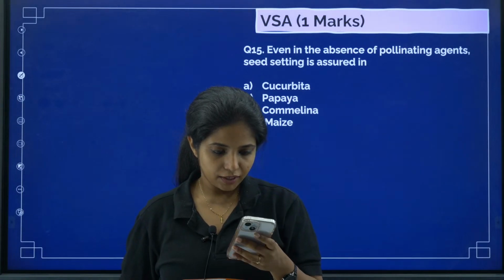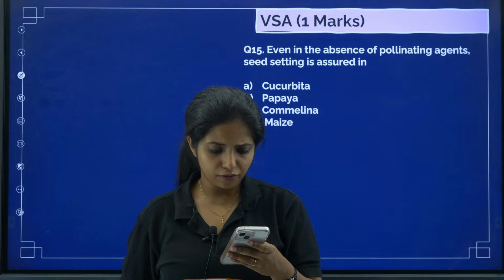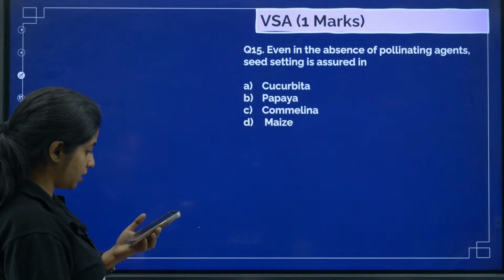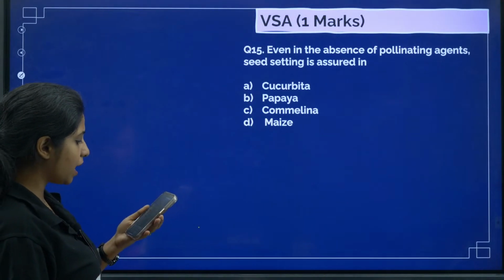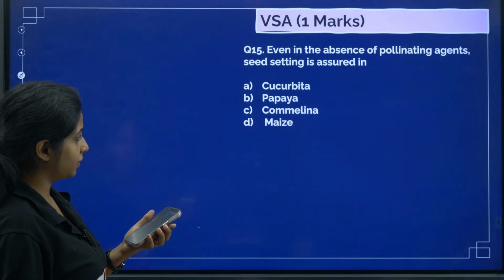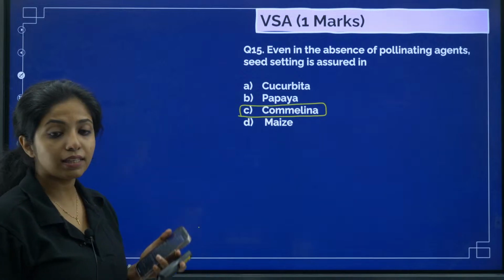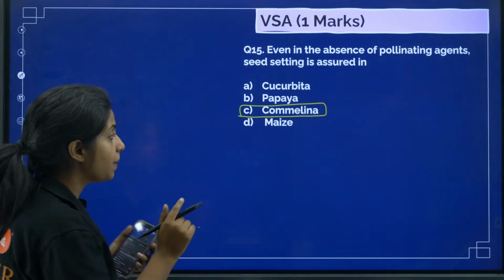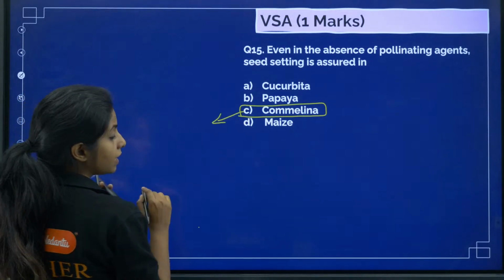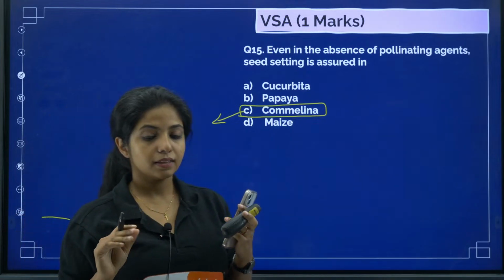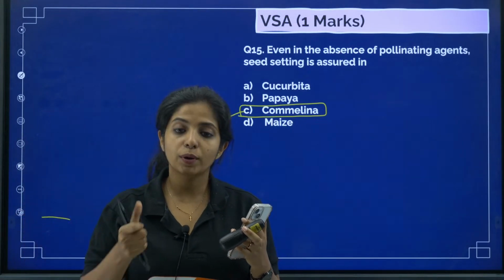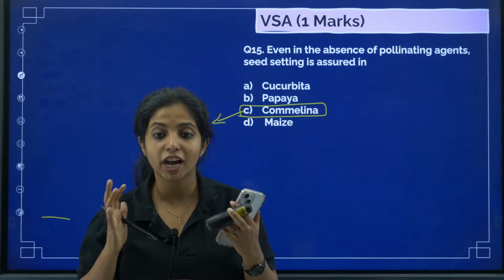C. Okay, all of you are saying C. Let me see if it's C. Papaya. Gaddika baba. Okay. I'll say it's C. Why? Why is it C? Because camelina, it's a plant, okay. This plant has 2 types of flowers. One is clistogamous flowers and one is chasmogamous flowers.